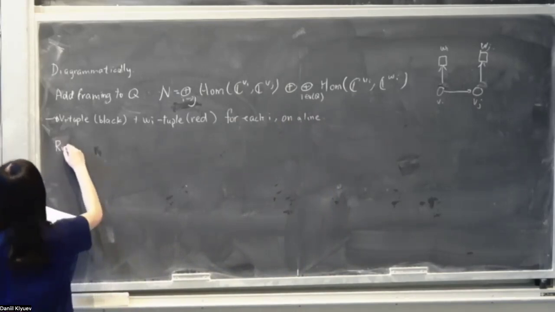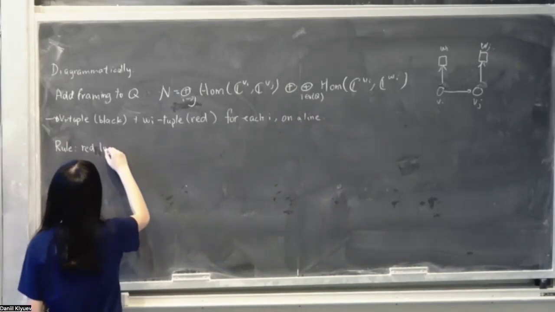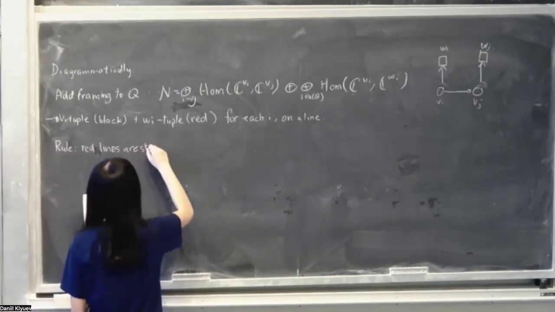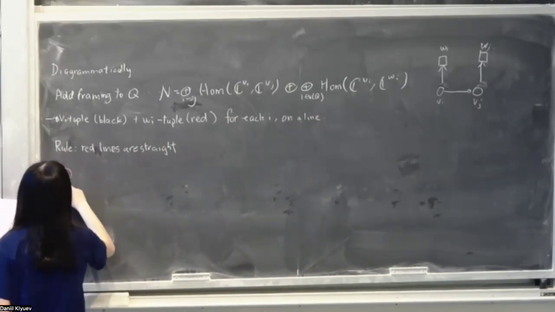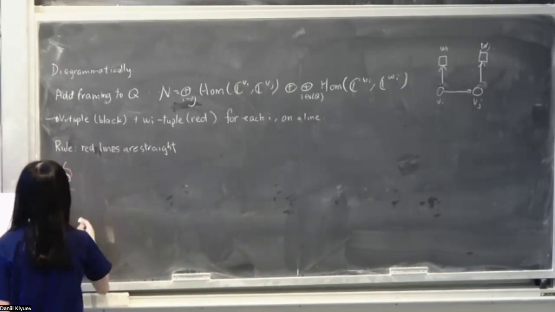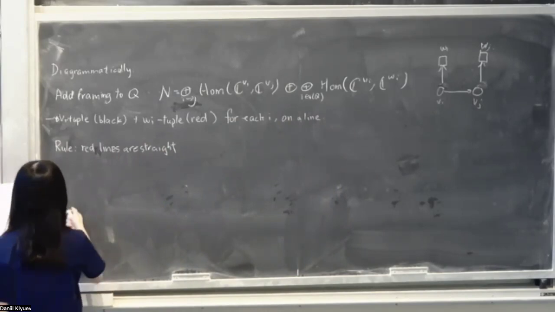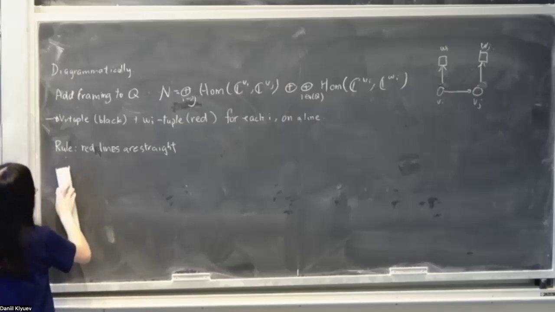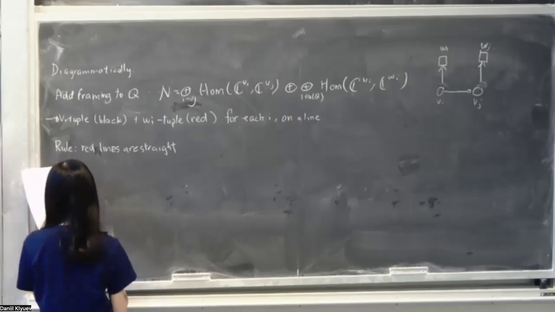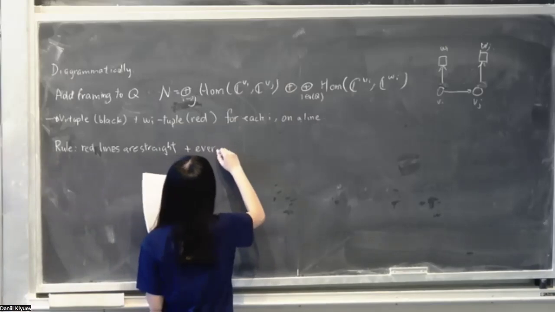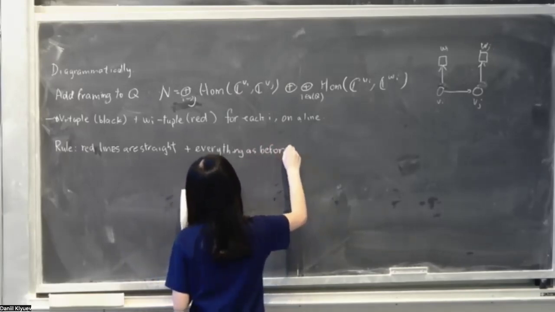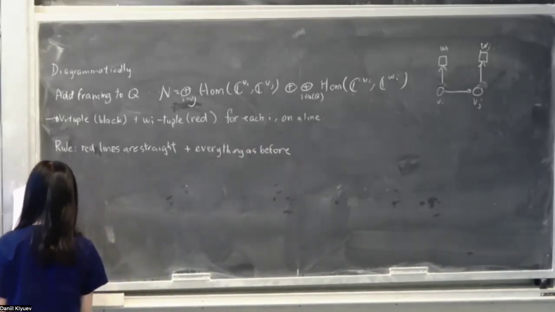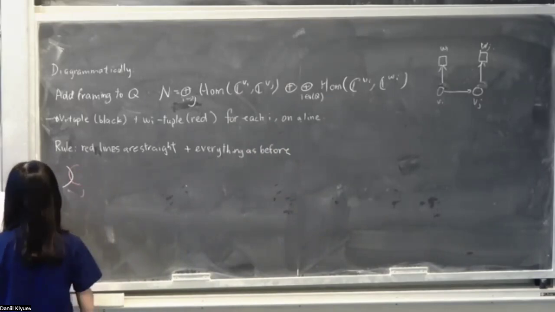The rule is that red lines are straight. They can't twist through the others, you can't have stuff like this. If I have an I to an I that's red, it has to go straight from here to here. And then everything as before, plus a couple of other relations related to the red strand.